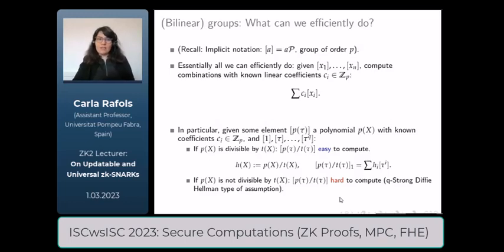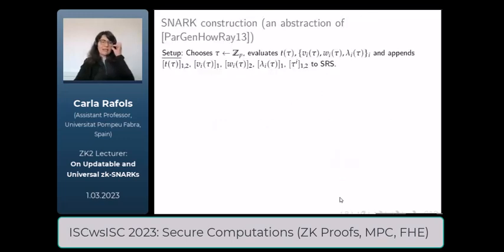Okay, so with all these ingredients, it's easy to do a SNARK. This is an abstraction of the first SNARKs. So how would I do that? Well, for setup, you just choose a random point. The idea is this is a secret point that nobody, apart from the person that creates the setup, knows, okay?